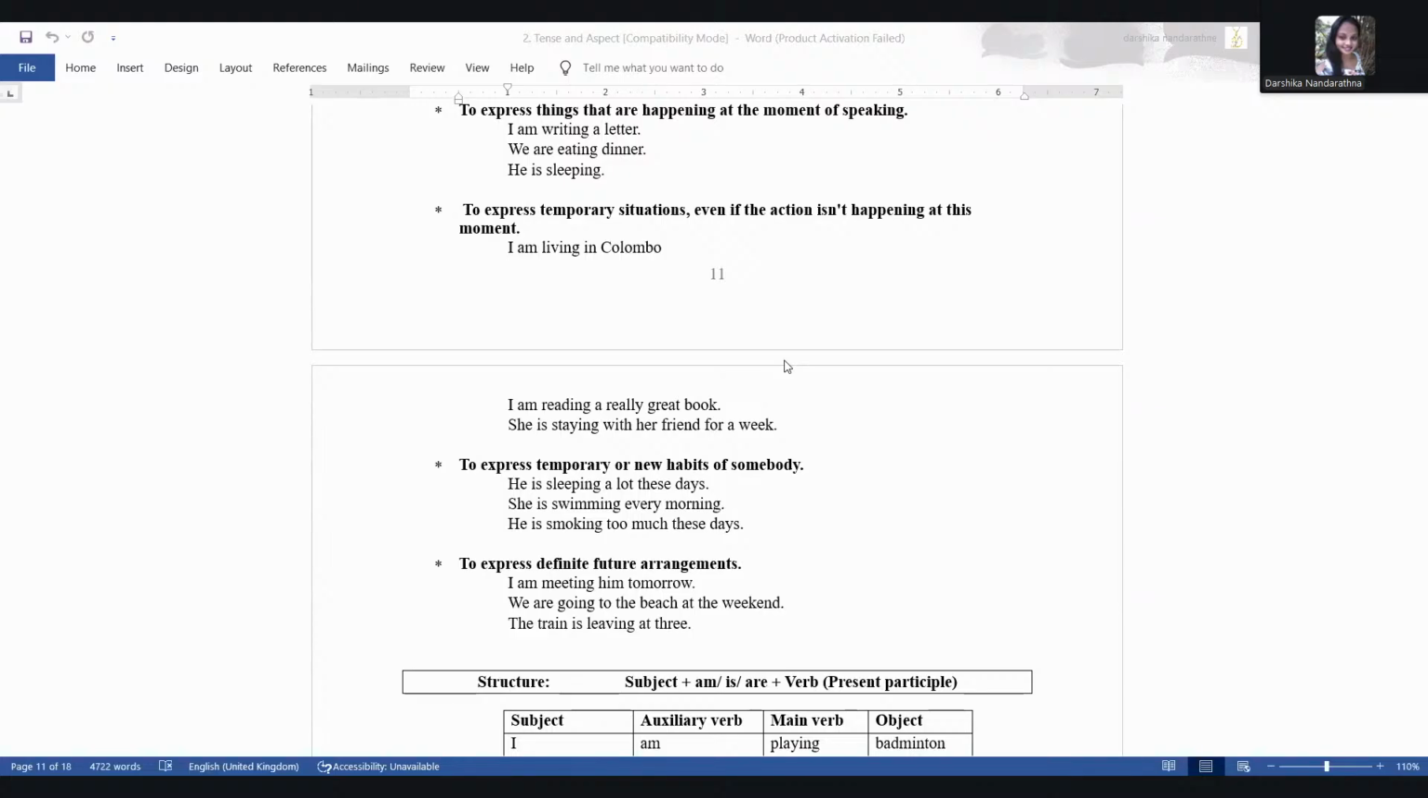Okay. Then, to express temporary or new habits of somebody. To talk about habits of someone, we usually use simple present tense. But if it is a new habit or a temporary habit of somebody, we can use present continuous tense too to talk about that habit. Pute, he is sleeping a lot these days. Usually he doesn't sleep a lot, but he is sleeping a lot these days. Maybe he is in a problem.